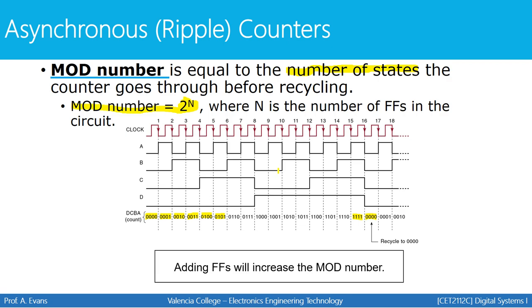So if you add flip-flops to your circuit, you will increase the mod number. You'll increase the number of states that you can have, which means you increase your range for how high you can count up to. So a very important definition that you'll want to really study and understand is the idea of mod number. A mod number is the number of states. It's not the number of flip-flops. It's not how high the counter counts up to. It's the number of states you'll see in the output.